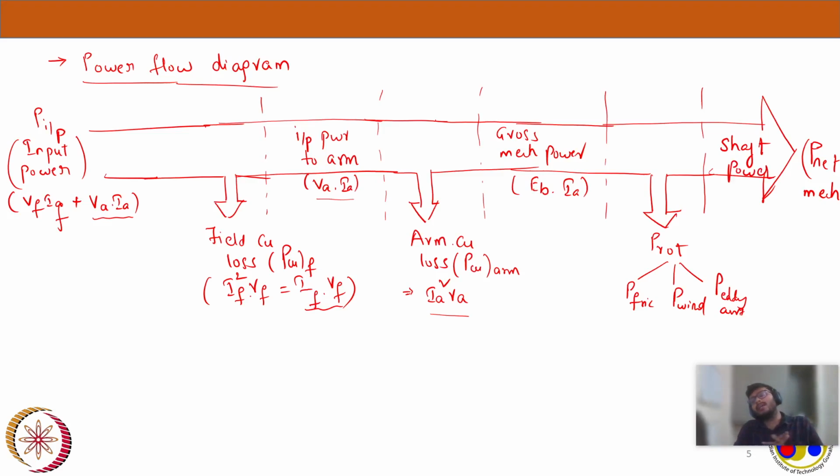So this is typically the power flow diagram we usually come across in a DC motor. We give a supply, both field supply and armature supply. We lose power in the field winding, that is IF square RF, which is also VF IF. We are left with VA IA, the power input to armature. In that we lose some power to armature copper loss, IA square RA, and whatever power is left will be gross mechanical power, EB into IA. From that, if we subtract the rotational losses, which are constant losses, friction, windage, and eddy current losses, we will end up with the shaft power.